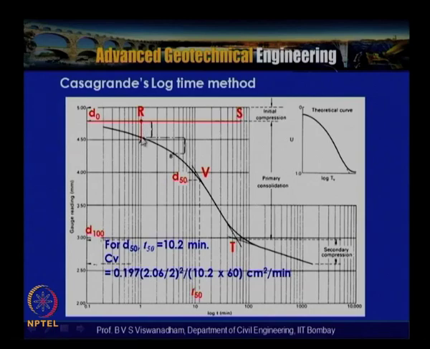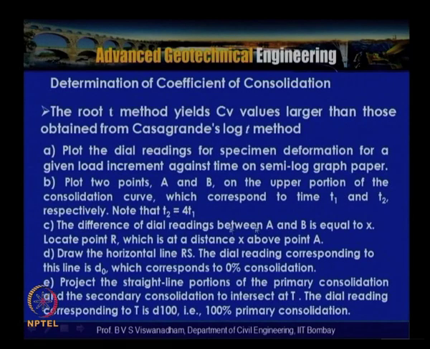So we have located point R, X units vertically above A, and through this point we draw a horizontal line and indicate that as D0, the dial gauge reading at 0% consolidation. After obtaining that, draw the horizontal line RS, and the dial reading corresponding to this line is D0, which we have already said corresponds to 0% consolidation.